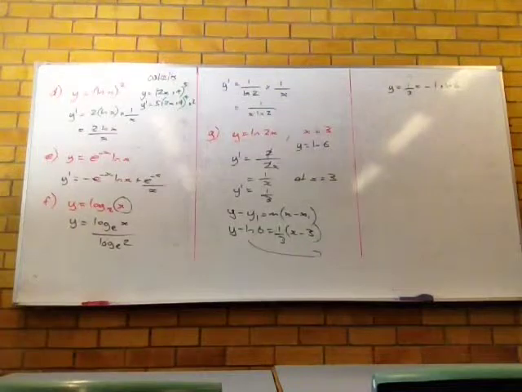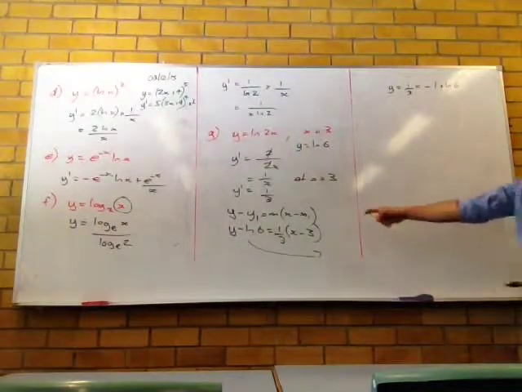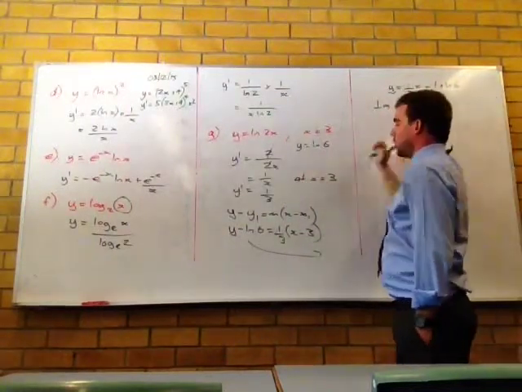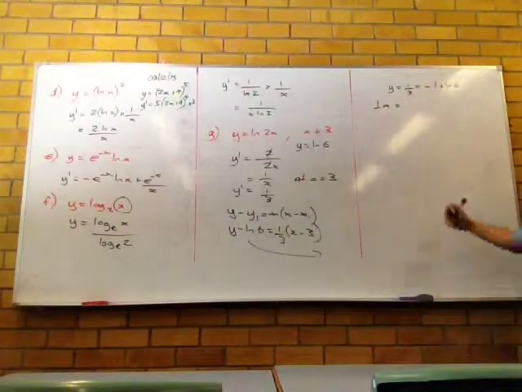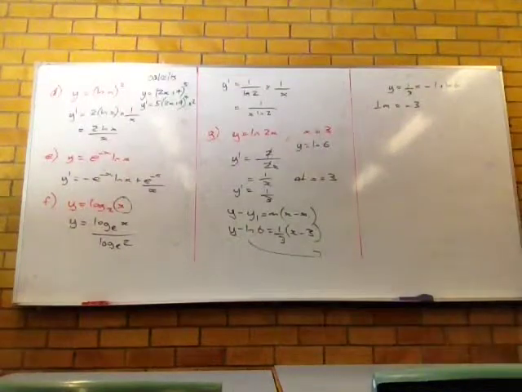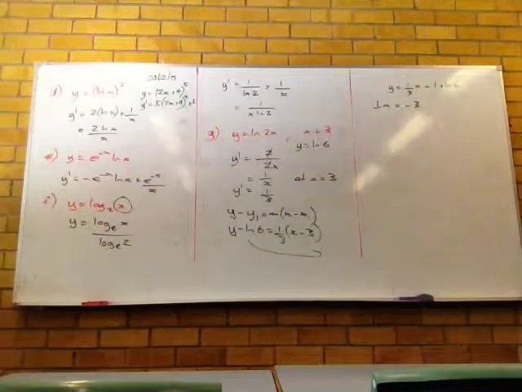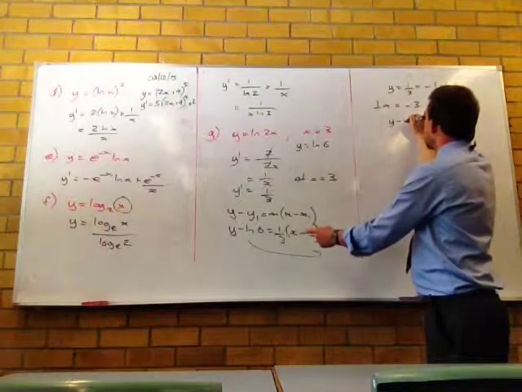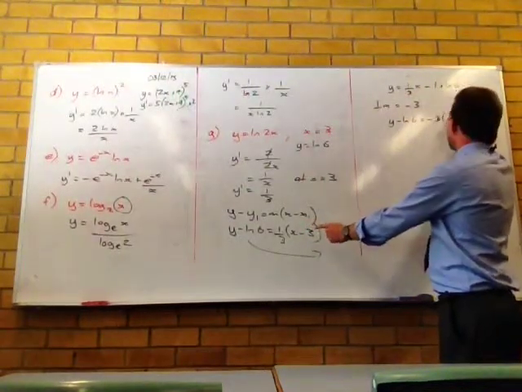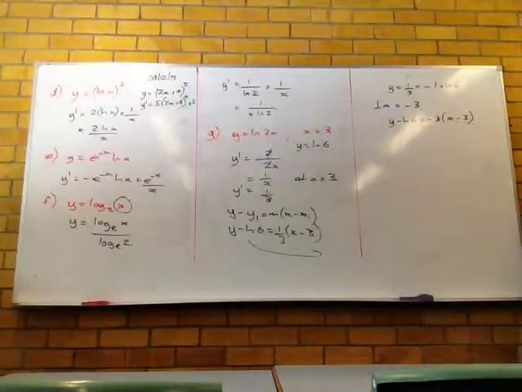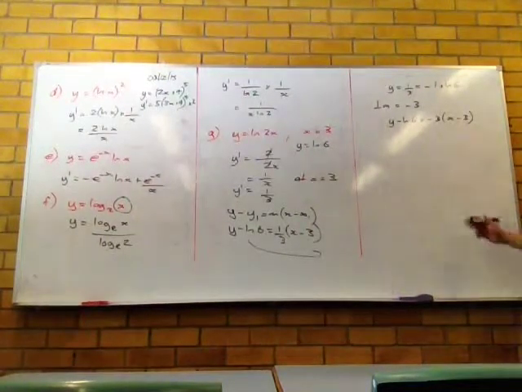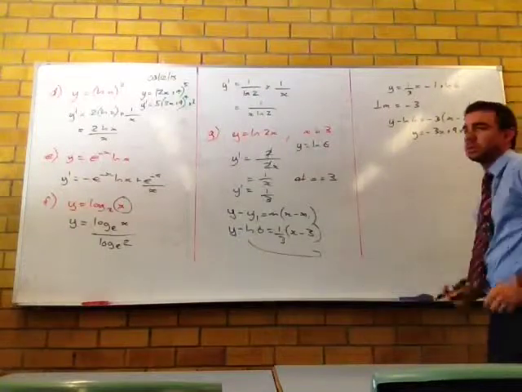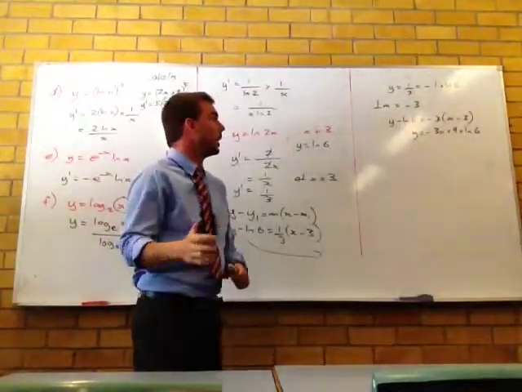We now need to do the normal. m1 times m2 equals -1. Right, so this times the gradient of the normal is equal to -1. So the perpendicular gradient, you simply flip it, change the sign. So it's going to be -3, because a third times -3 is equal to -1. At the same point, so y take away the natural log of 6 is equal to -3 outside of x take away 3. Right, so y is equal to -3x plus 9 plus the natural log of 6, in y equals mx plus b form.